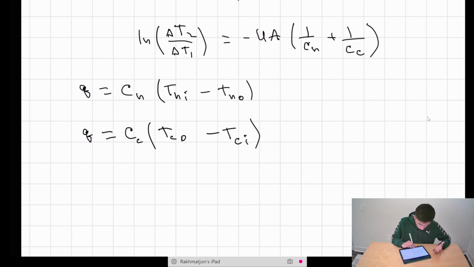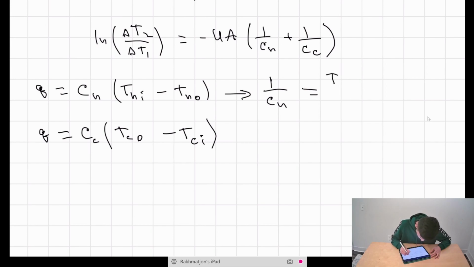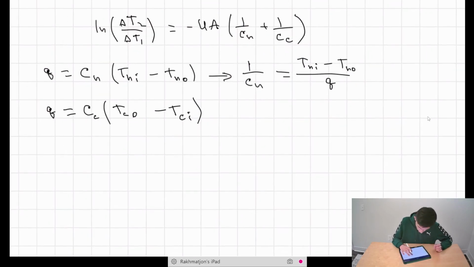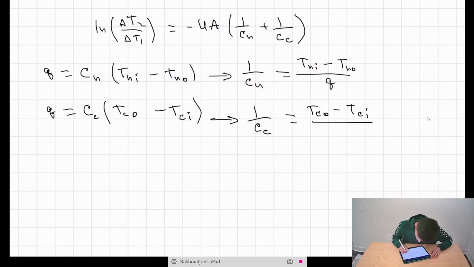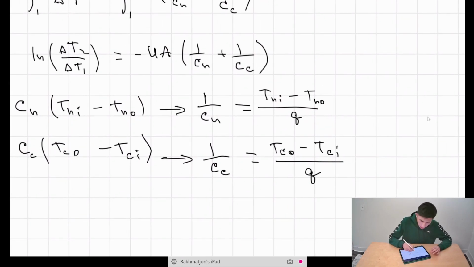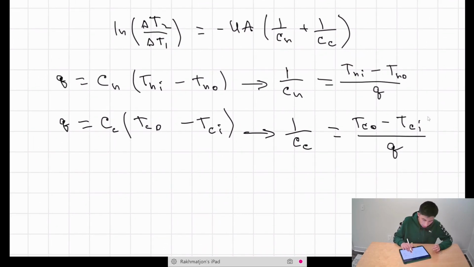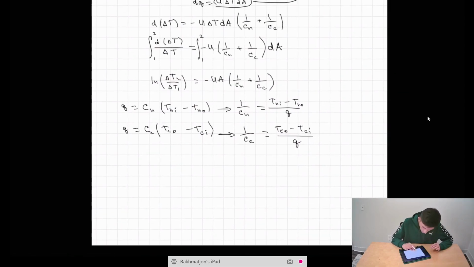So if we manipulate this equation slightly, what we can get is that 1 over Ch becomes the change in temperature of the hot stream from inlet to outlet over the heat transfer rate. The same thing with the cold stream. Okay, now we can replace these expressions in our delta T expression above.